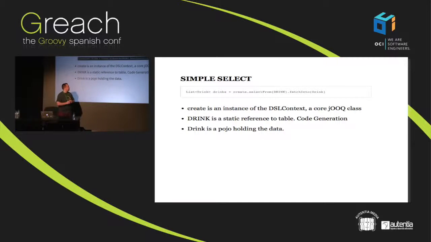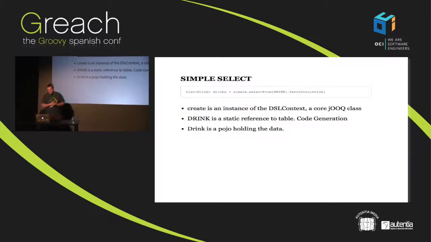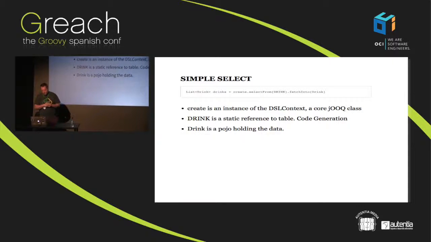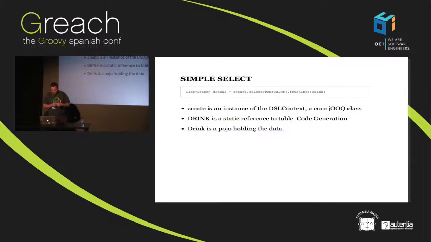So just to jump into some actual code. This is the world's simplest thing that you can do. A lot of these examples are taken from Seller HQ, so a lot of them are beer related. This essentially is just running a select on the entire table and then mapping that object into a POJO, which is in this case called drink.